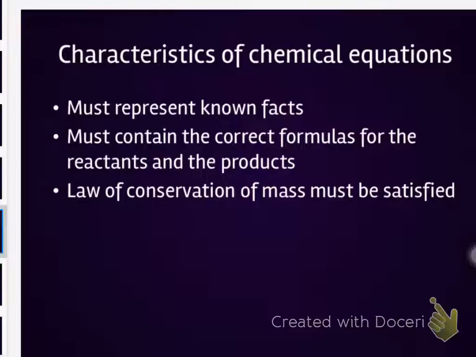You can write that copper and water react to form copper hydroxide and hydrogen gas, but it doesn't make it true. It doesn't happen. So you have to make sure that it represents known facts. You have to have correct formulas, which is mostly the skills you learned in Chapter 7, and a few new ones that you're going to master here. And you have to satisfy conservation of mass. That's the balancing part. That's pretty easy.